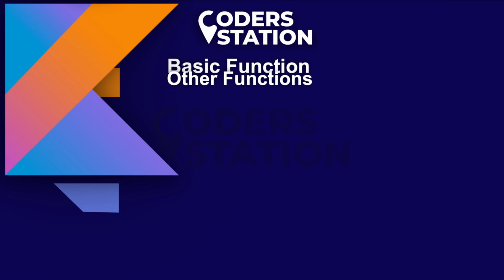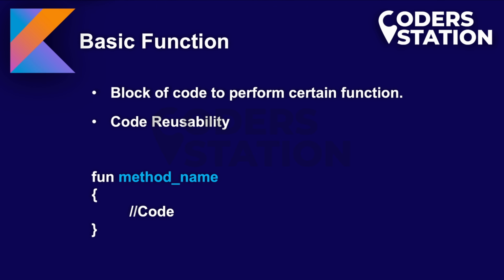So what exactly is a basic function? A basic function is nothing but a block of code that is used to perform a certain action or a function. This block of code can have any function from adding, subtracting, or multiplying or anything else. This function is reusable. That means it can be reused as many times as possible. That is how a basic function works.